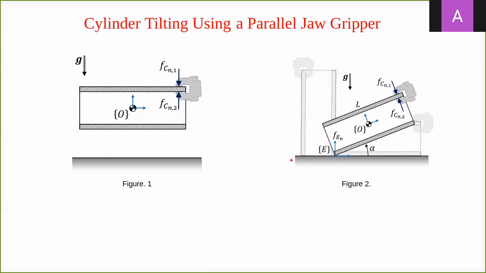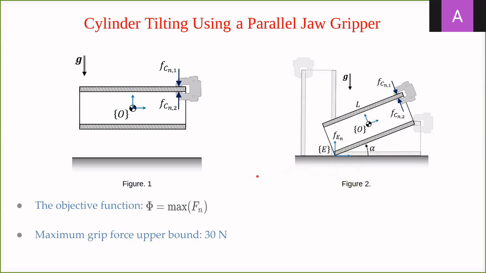In the first example, we consider manipulating a hollow cylinder from the horizontal position to a vertical position, as seen here, with the help of a parallel jaw gripper. We consider two cylinder gripper contact frames and one cylinder environment contact frame. We have used the GFOP formulation with the objective function used to minimize the maximum magnitude of the normal contact force at the cylinder gripper contact.